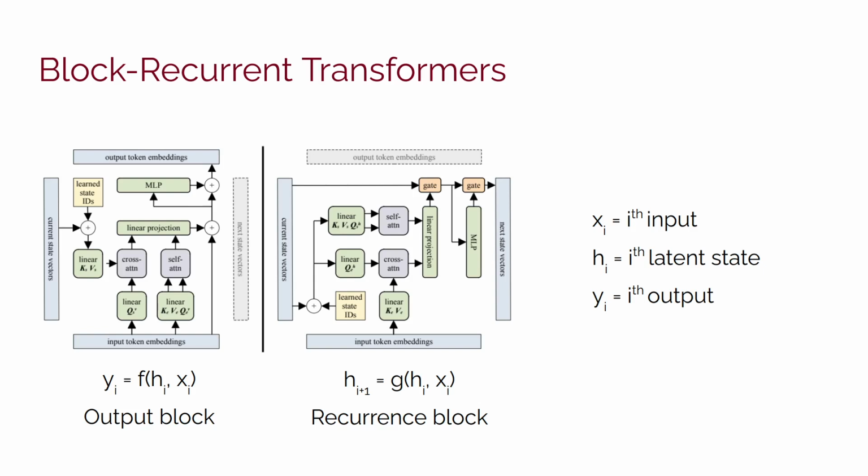As shown here, xi is the input, hi is the latent state, and yi is the output. It should be noted that regardless of the lengths of the input sequence or the output sequence, the size of the latent state stays the same. So that's an important thing in recurrence.